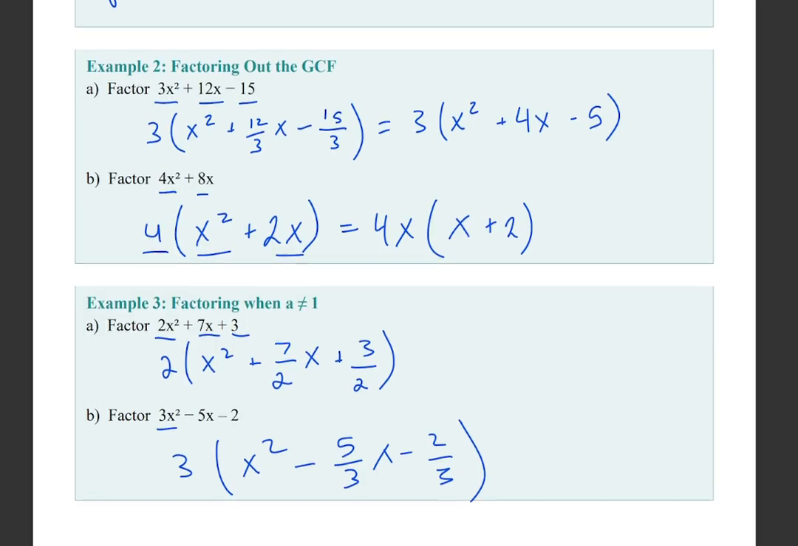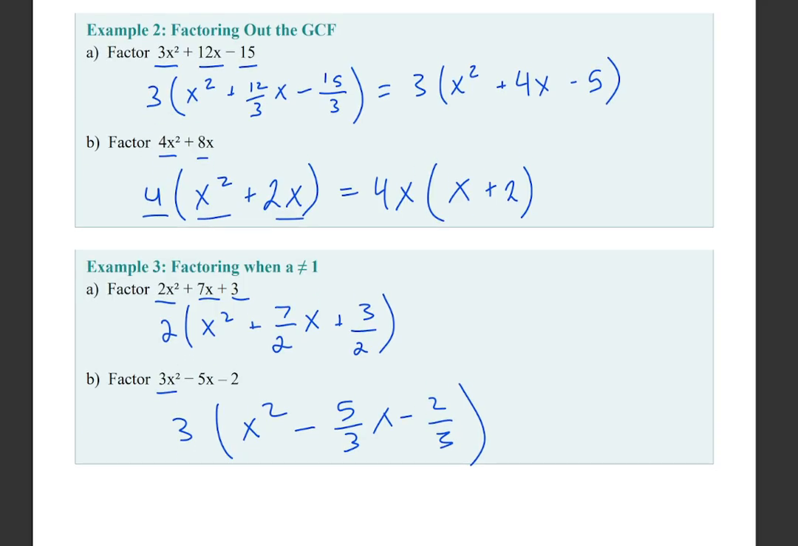Oh, I didn't realize that was cut off the screen. So I pull a 3 to the front, and I'm left with an x squared. I subtract 5 divided by 3x, and then minus 2 divided by 3. So each of my terms gets divided by 3.